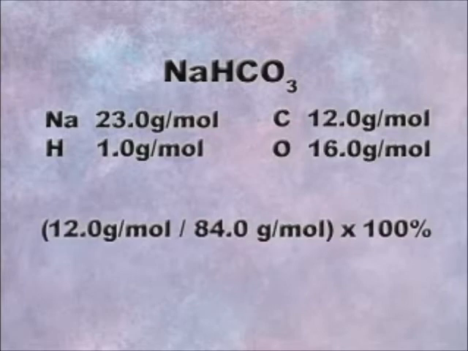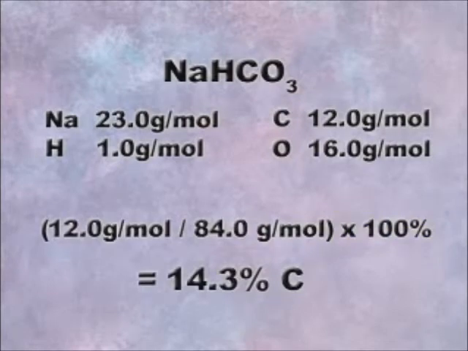If you worked it correctly, you divided 12.0 by 84.0 and then multiplied by 100% to give you 14.3% carbon in sodium bicarbonate. So our lab data gave us 15% and molar masses gave us 14%. Is this acceptable? It is.